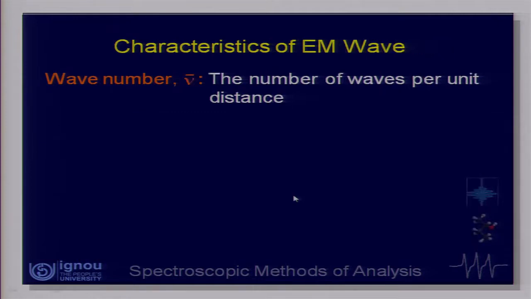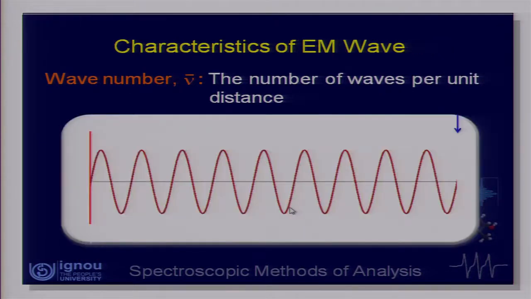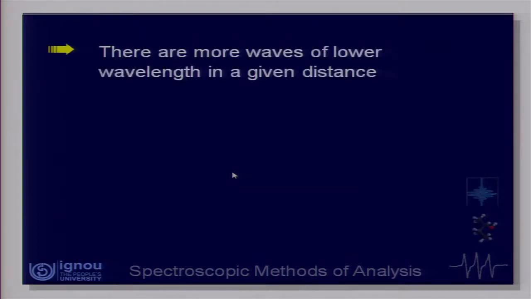As against that, if I take a different wave of a shorter wavelength, for the same initial and final distance, we find 1, 2, 3, 4, 5, 6, 7, 8, about 9 waves. Since the number of waves is more, the wave number is larger, and we find that there is a relationship between the wavelength and wave number. So what is the relationship?